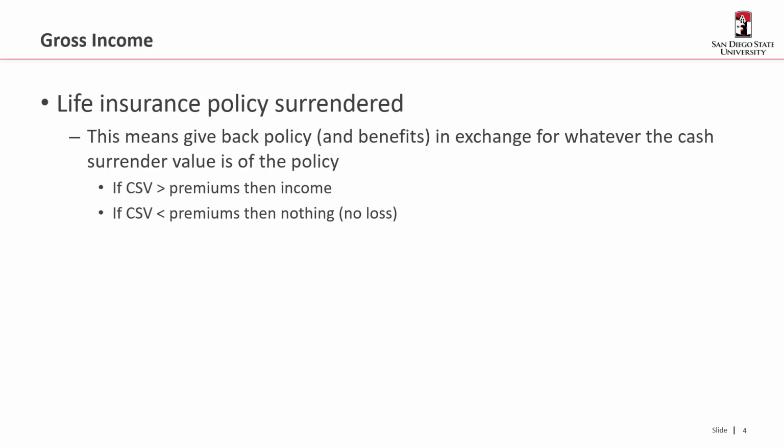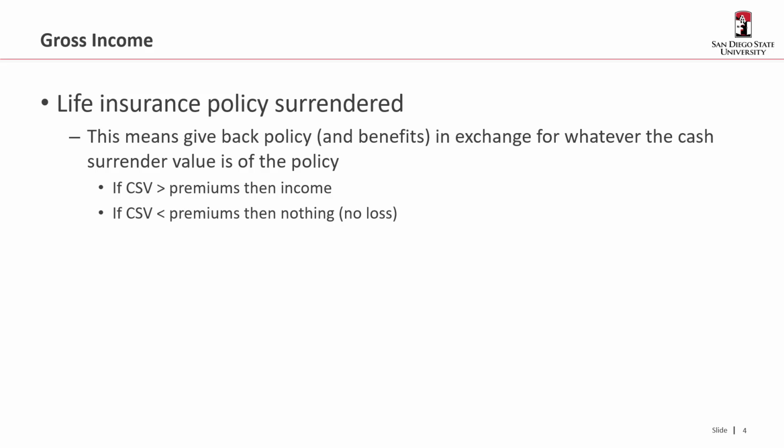So a life insurance policy can also be surrendered, which means you give back the policy and, of course, any benefits associated with that policy in exchange for whatever the cash surrender value of the policy is. So if the cash surrender value is greater than the premiums, then that creates income. If, on the other hand, the cash surrender value is less than the premiums paid in, then there's nothing. You don't get to claim a loss.